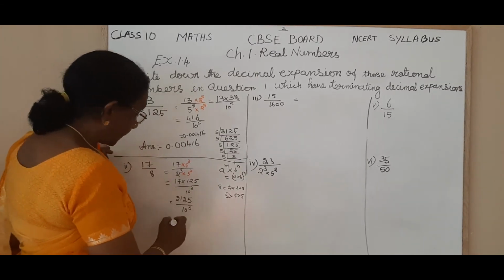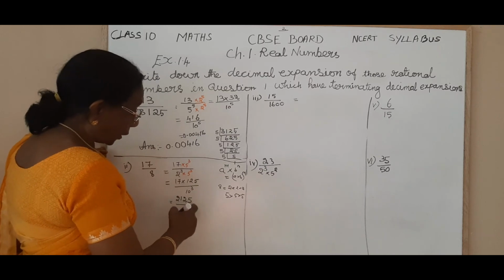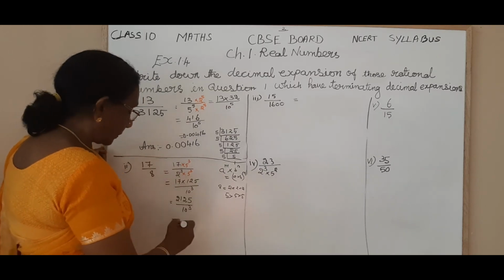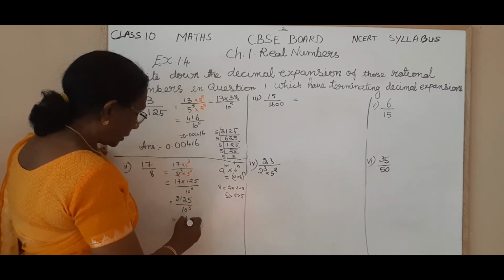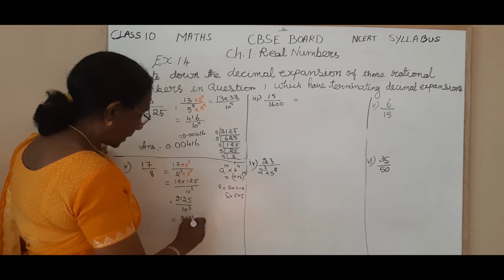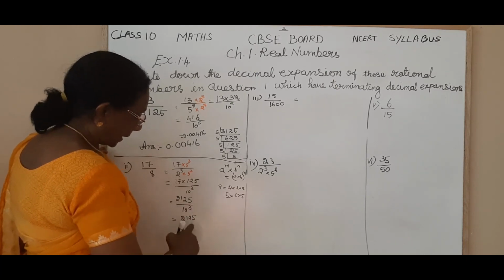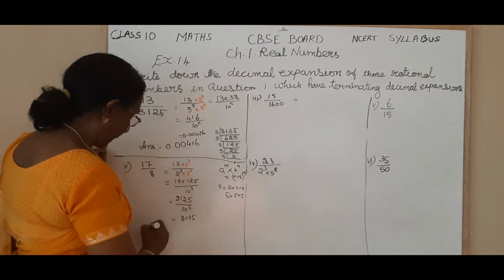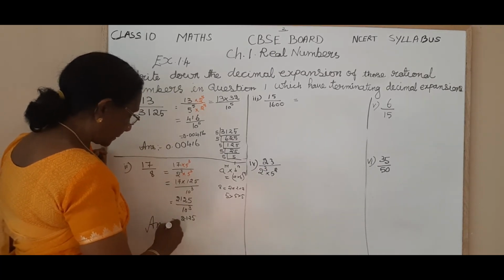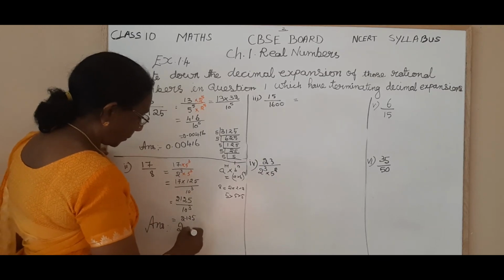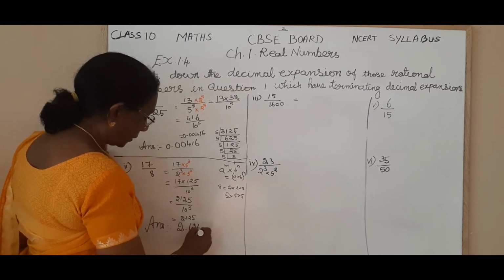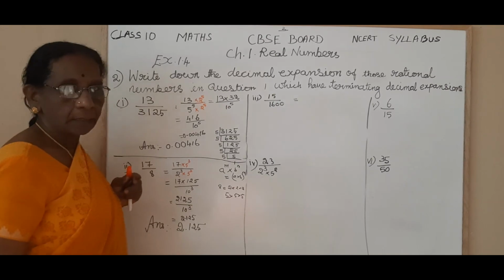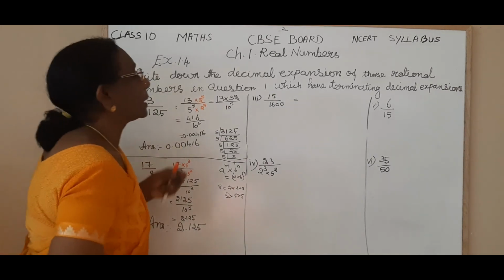But here how many decimal places are there? How many numbers are there? 4 numbers. So you write the number and count the digits from the right hand side. 1, 2, 3. So 2.125. So the answer is 2.125. Is it clear? Now we'll move to the next one.